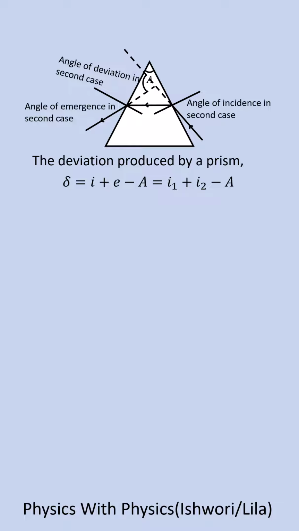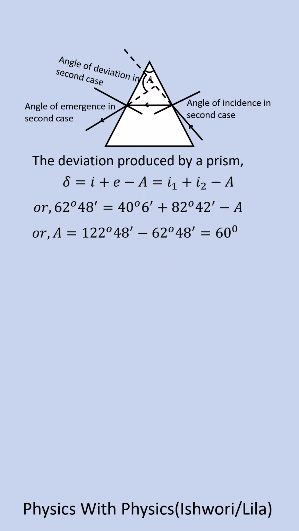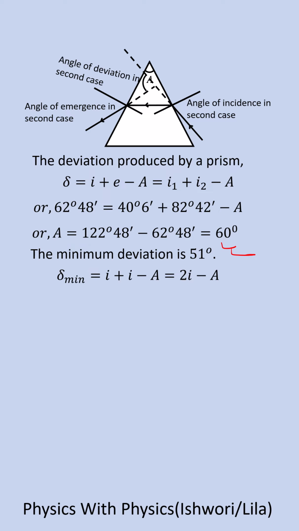Now, let's substitute the value. Delta equals 62 degree 48 minutes, and we change minutes to degrees. 6 minutes equals 6 by 60 degree. When we divide minutes by 60, it goes to degrees. Now we found the angle of prism is 60 degree. According to the question, the minimum deviation is 51 degree.